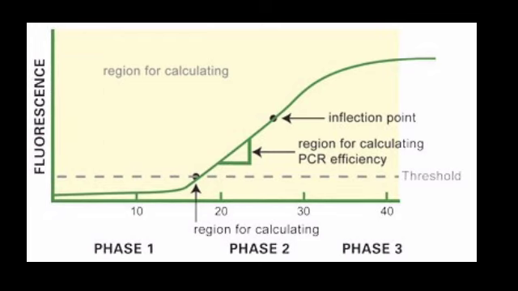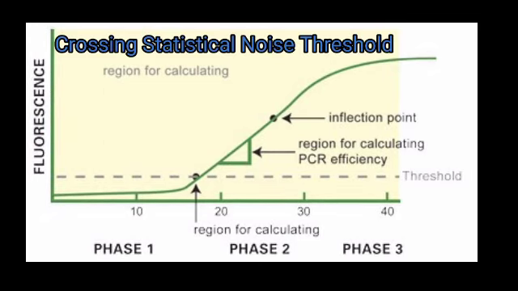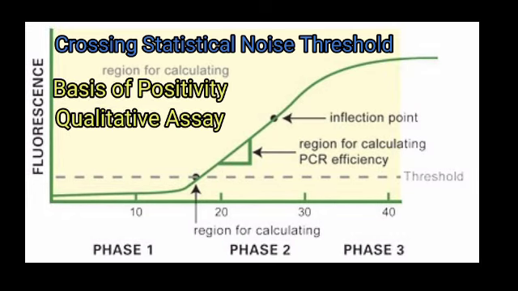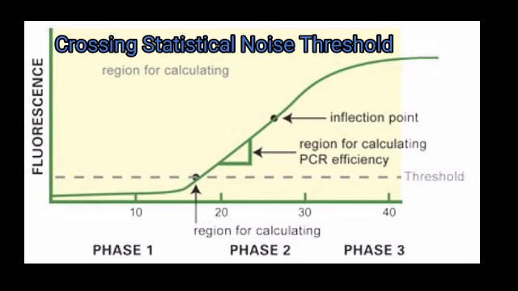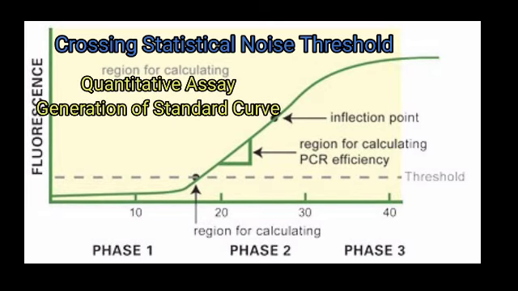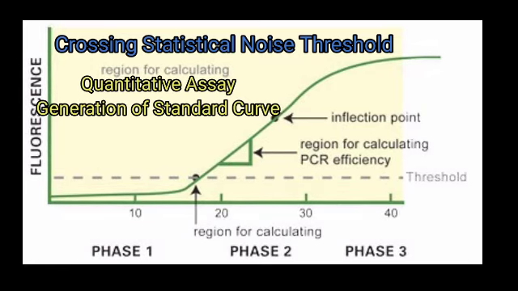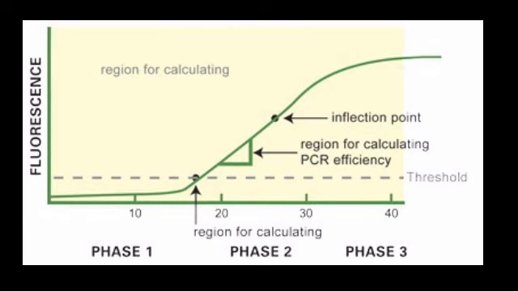The crossing of the statistical noise threshold is the basis for calling a sample positive in a qualitative assay, and the number of cycles at which it occurs is the basis for generation of a standard curve and quantitation of the starting template in a quantitative PCR assay.